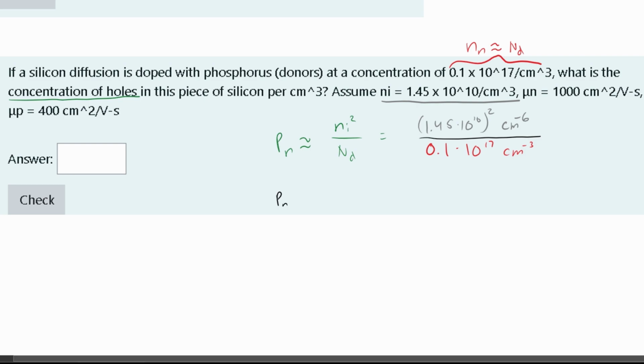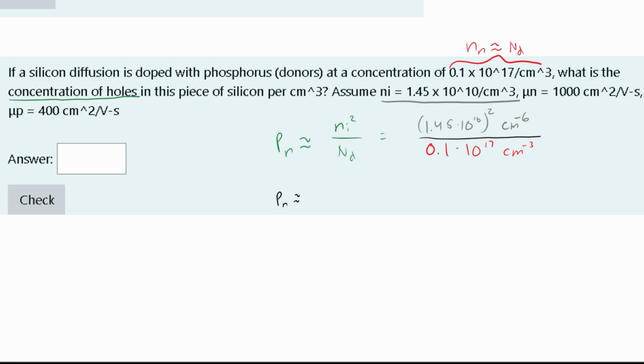We're going to get that our P subscript N is equal to approximately 21,025 per cubic centimeters. So this is going to be our answer. And this is exactly what we want, or what we were solving here. This is per cubic centimeters, so this is really like a divided plus 3. And that's going to be the answer for this problem.